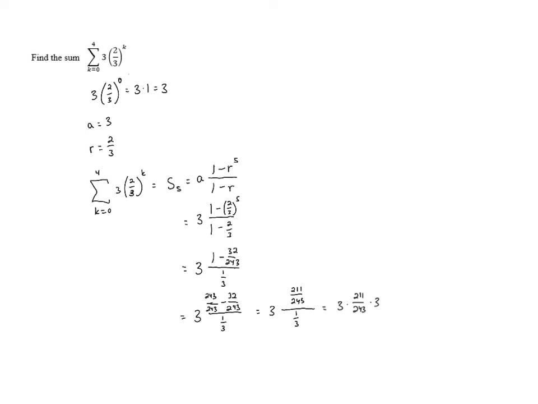Now we actually can cancel out the 3 with some of the factors of 243. Remember, 243 is 3 to the fifth power. So 243 has 5 factors of 3. If we cancel out 2 of those factors of 3, we're left with 3 of them, and 3 to the third power is 27. So in the end, we're left with 211/27, which is the value of that sum and our final answer.